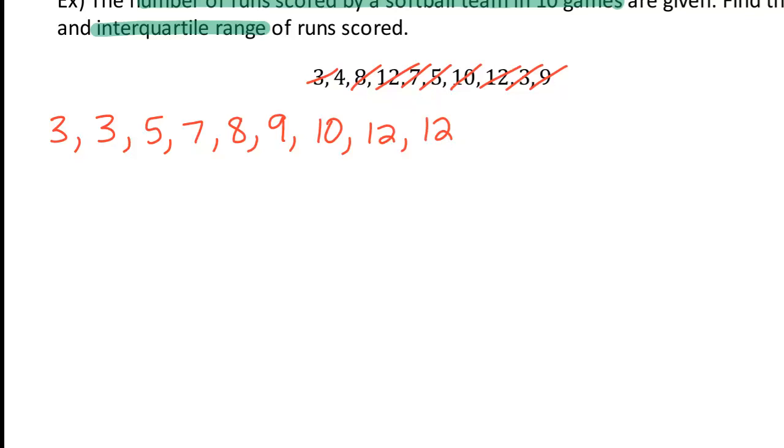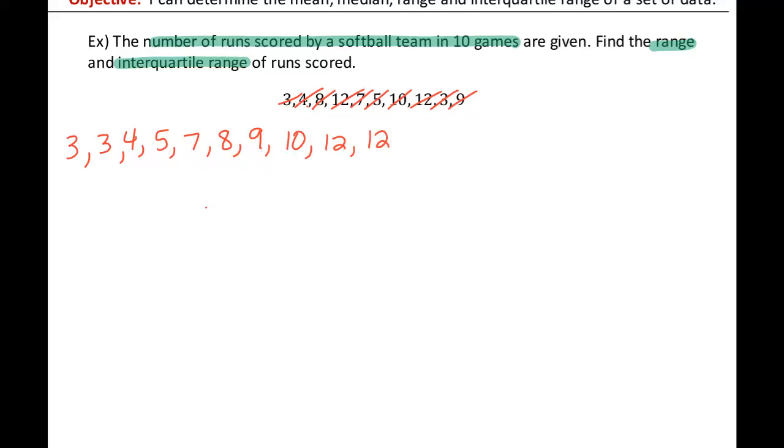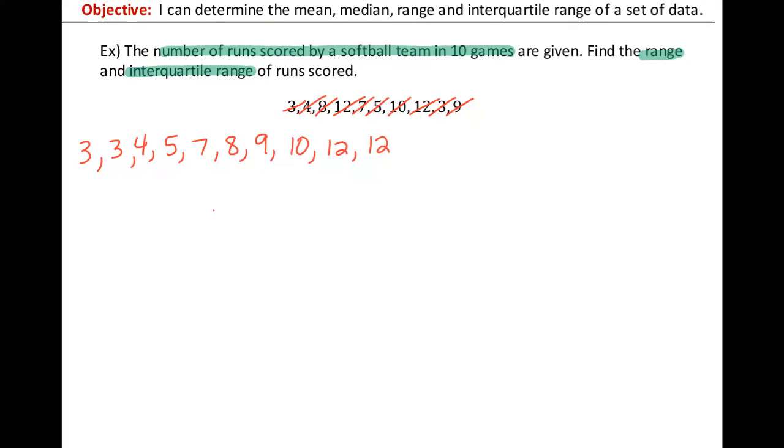Oh man, I forgot the 4. So I skipped the 4 and two 3s in the front. All right, you guys have them in order? Okay. Double check. I double checked them because I skipped the 4 accidentally. I had to go back to it. Okay. We have 3, 3, 4, 5, 7, 8, 9, 10, 12, 12.